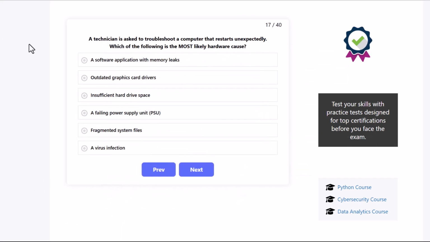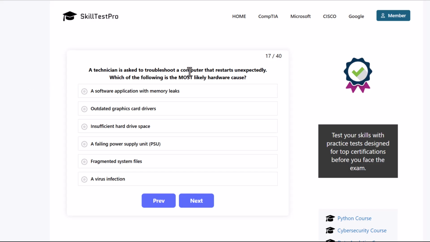And next question. A technician is asked to troubleshoot a computer that restarts unexpectedly. So you have a computer and for some reason it restarts unexpectedly. Which of the following is the most likely hardware cause? So think of computers that restart unexpectedly. Which is the most common or most likely hardware cause?